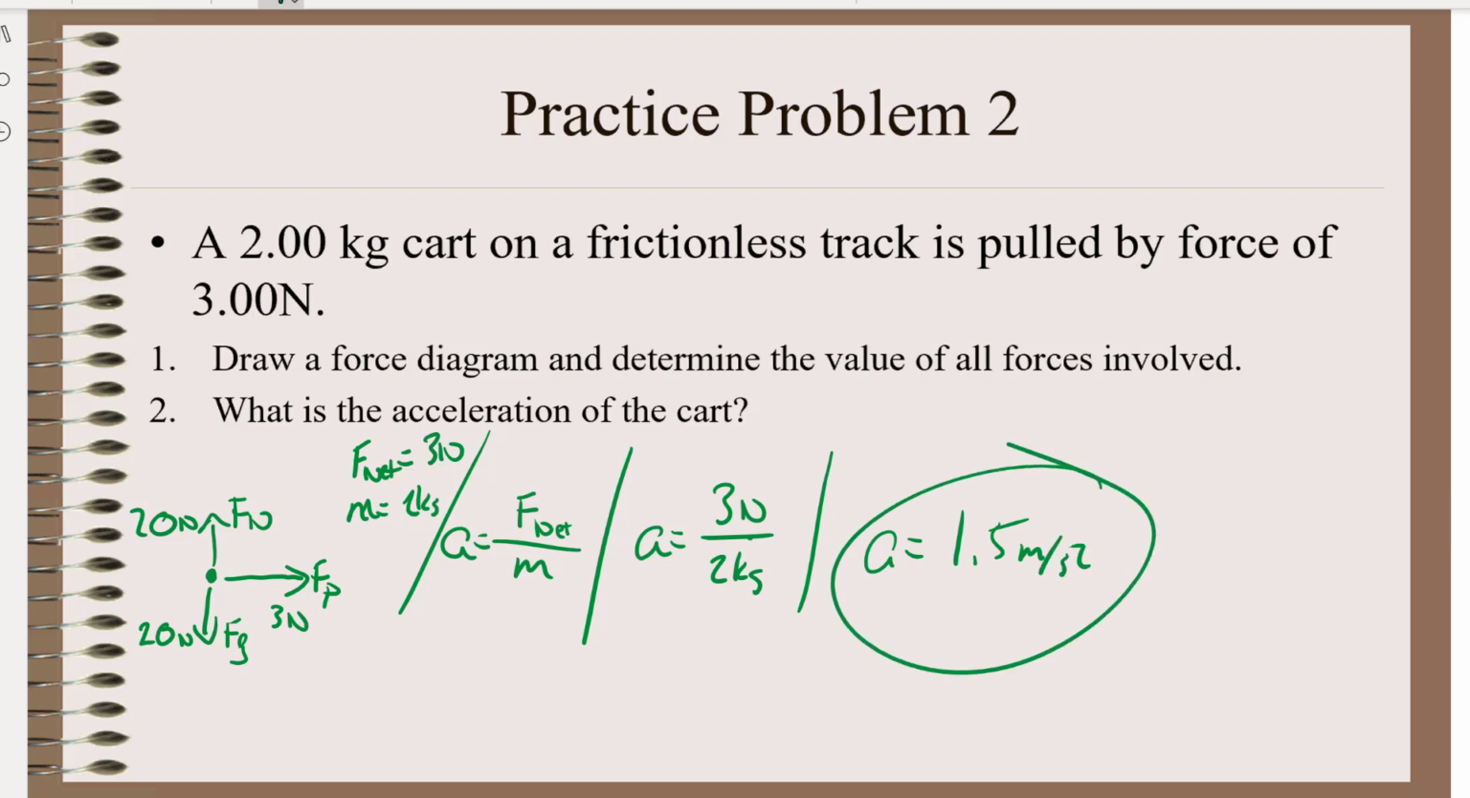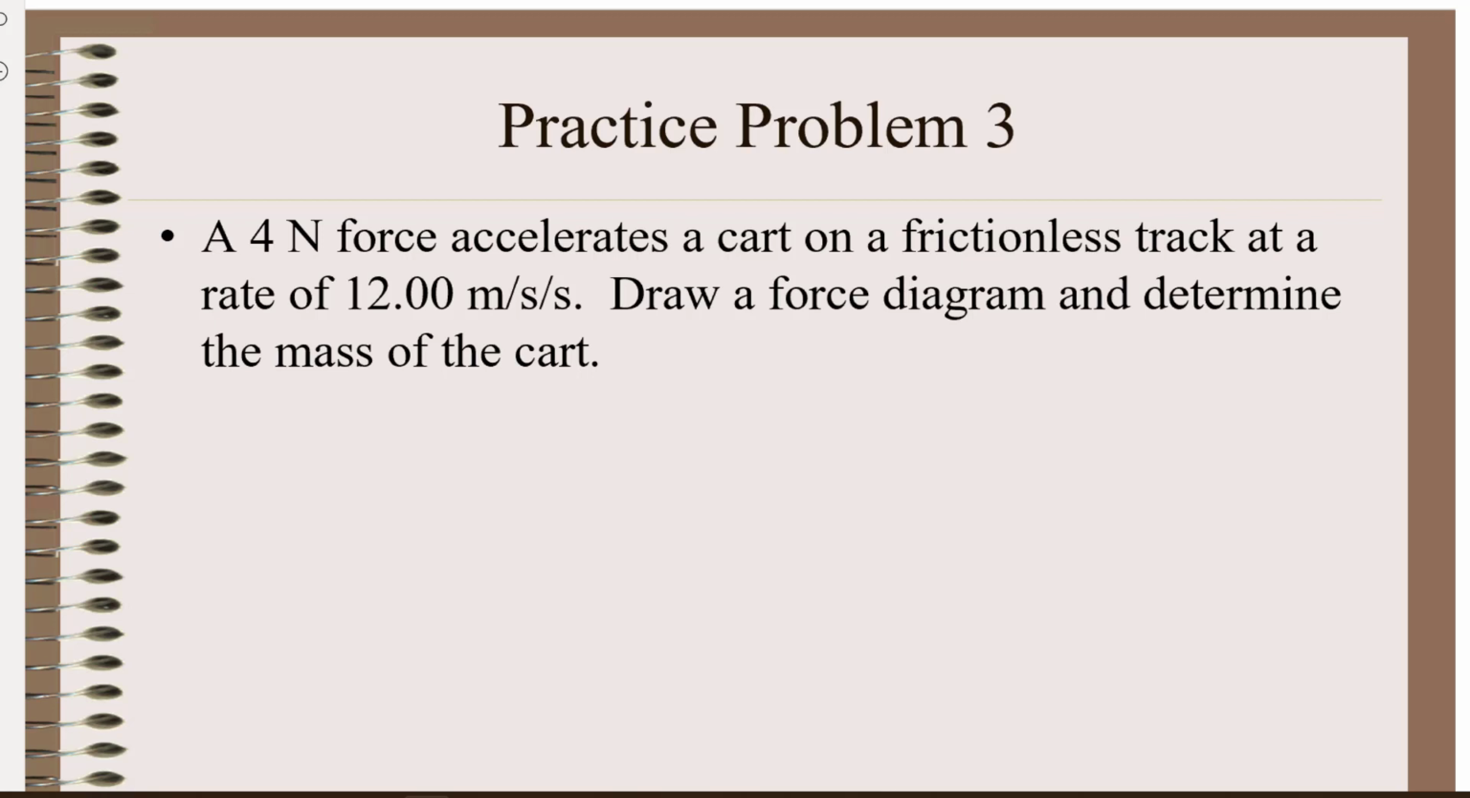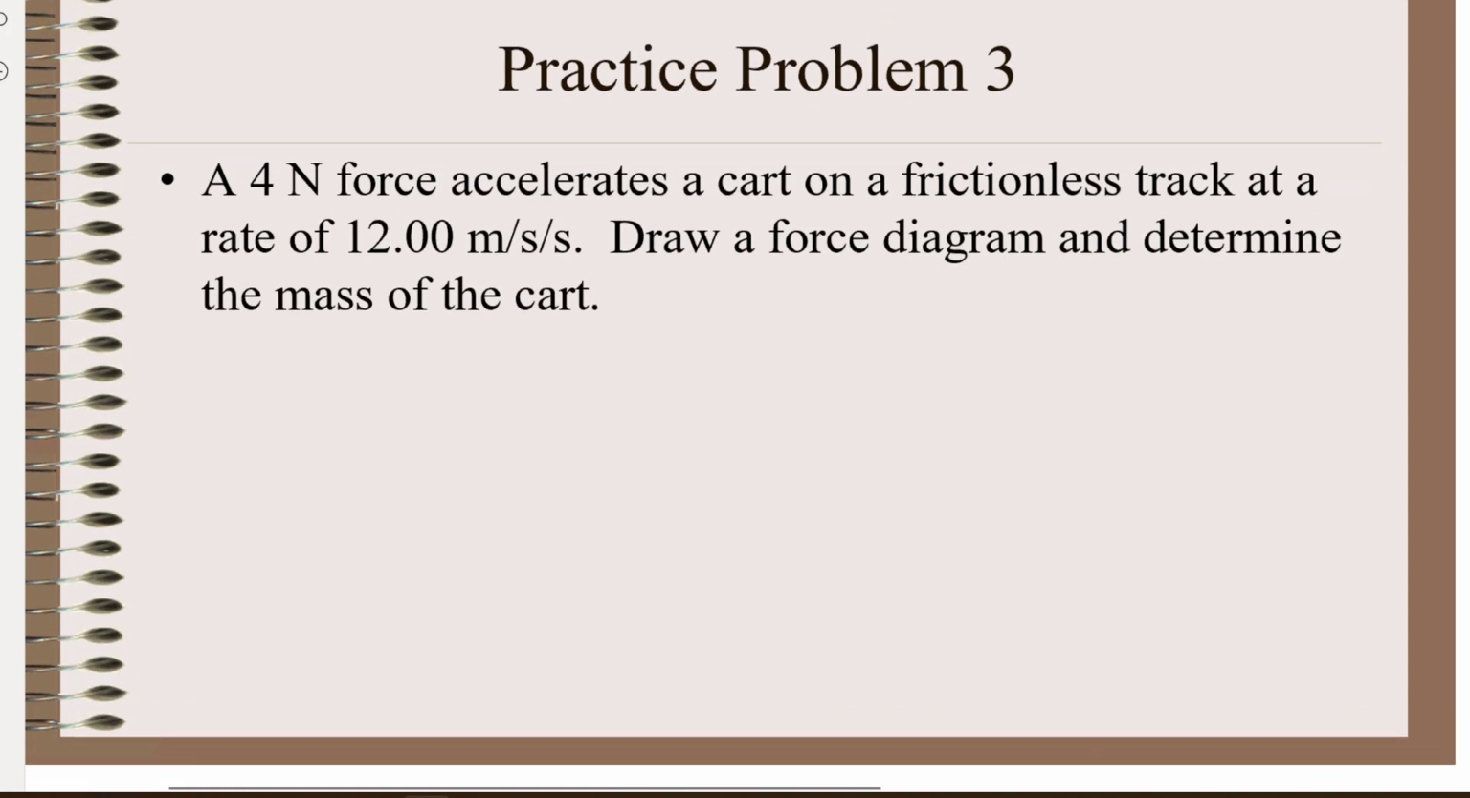All right, let's do one more. A 4 newton force accelerates a cart on a frictionless track at a rate of 12 meters per second squared. Draw a force diagram and determine the mass of the cart. Again, we're not doing anything too complicated with these force diagrams. One thing that you don't want to get confused: this N here is the normal force, not the net force.